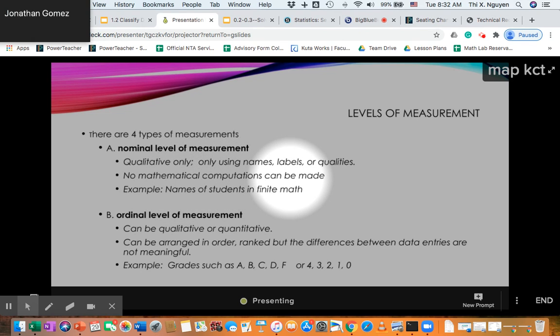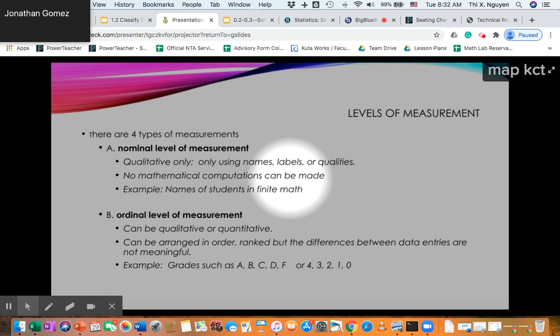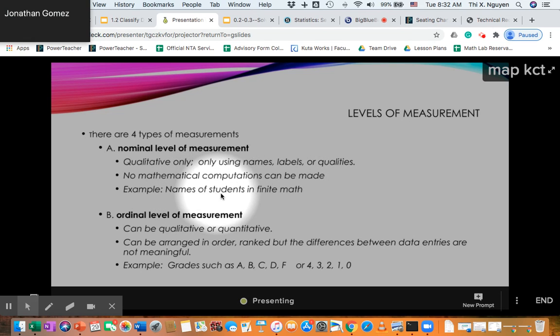So like I said, I'm bringing back the example of the student IDs. You have the IDs. Those are numbers. So I'm not going to calculate. I'm not going to do anything with it. It doesn't make sense for me to add your student number with another student number. It doesn't give me anything. The number doesn't mean anything when I do any computation. So for example, name of student, finite math, and statistics. So if we have a roster of something, it's nominal, okay?